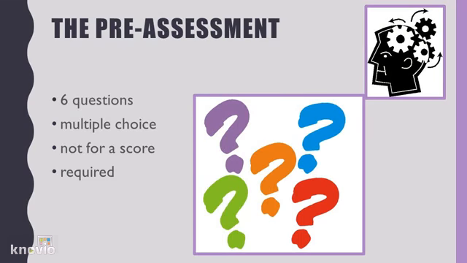Your next step on the path to Big 6 enlightenment is to take the pre-assessment located in the blend space lesson. This assessment has 6 multiple choice questions for you to answer. Your score on this assessment will not be applied to your grade for your project, but the assessment is required. If the assessment is not completed, you will lose 1 point on your project grade.